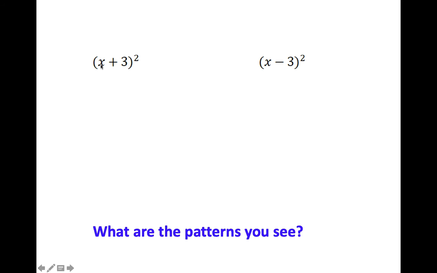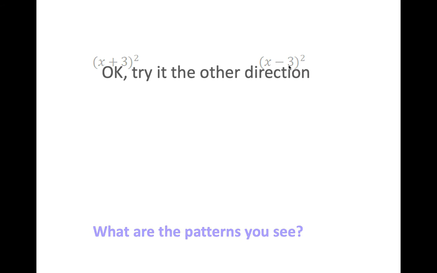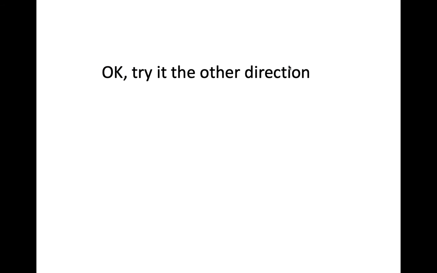To find the first term, you simply square this guy. The last one, you square this one. And the middle term is this times this, 2 times. That's where the 6x came from, or the minus 6x. Well, once you see that, then it's kind of fun to go the other direction.